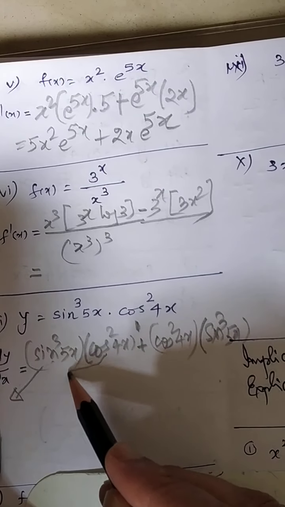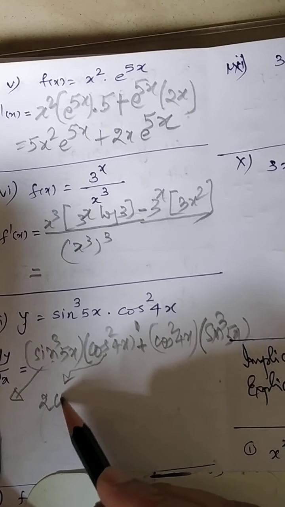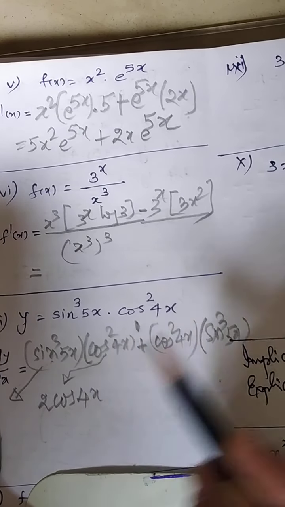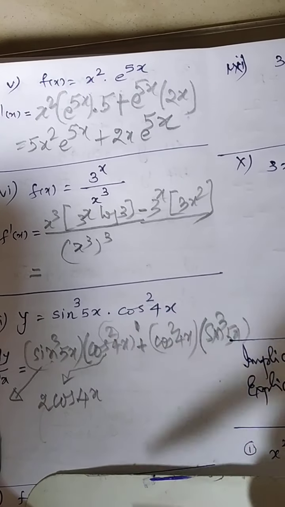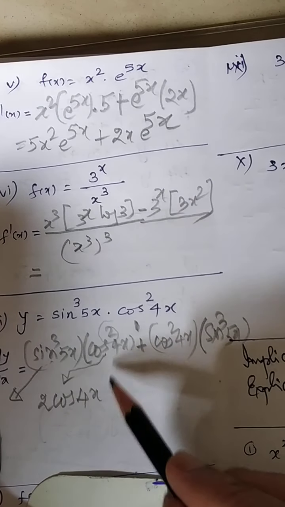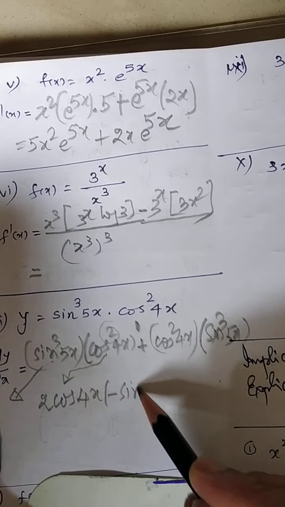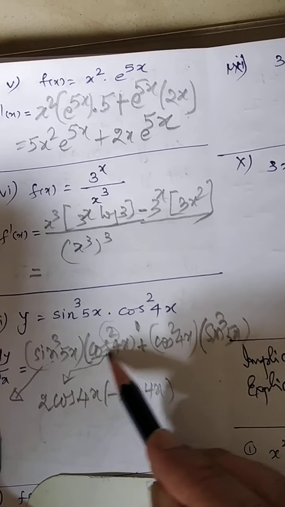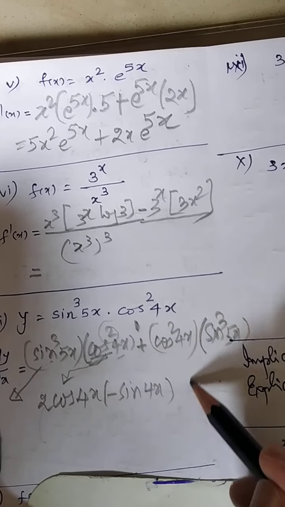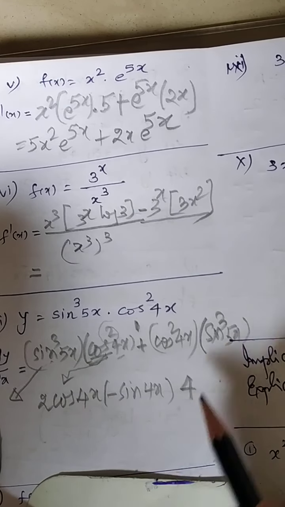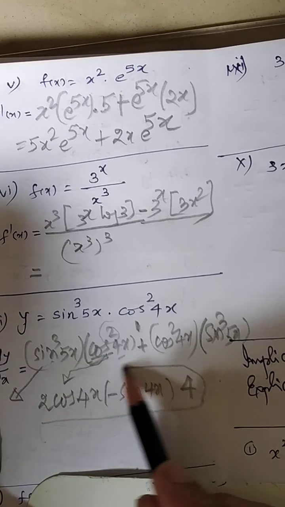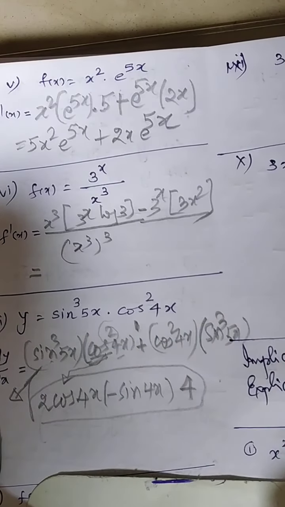What will this come to? It will be power first, 2 cos 4x. Differentiation of 2 is over. Now cos gives minus sine 4x. Differentiation of cos is over. Now 4x, it's a multiplication. So you can simplify this and then multiply with the first term.